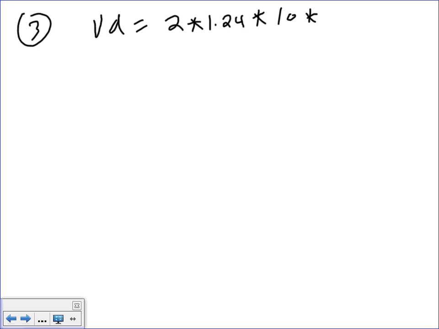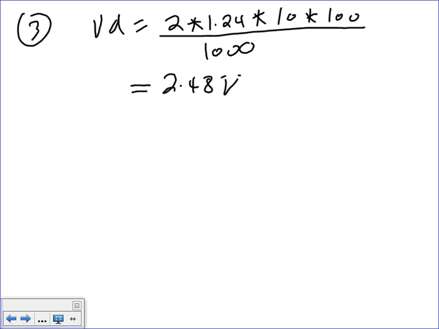Number 3. Voltage drop equals 2 times, what's the R? 1.24 times, what's I for 3? 10. 10 times, what's the distance for 3? Between 3 and 2? 100, divided by 1,000. And that will get you 2.48. Anybody disagree? Yes, no? That's right. Okay, all right.